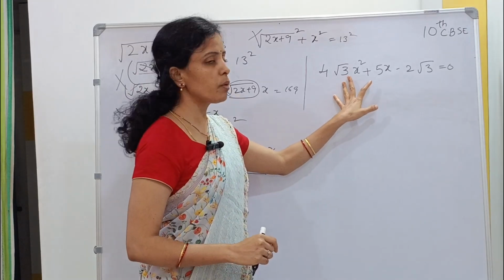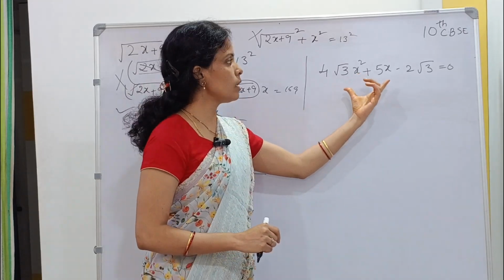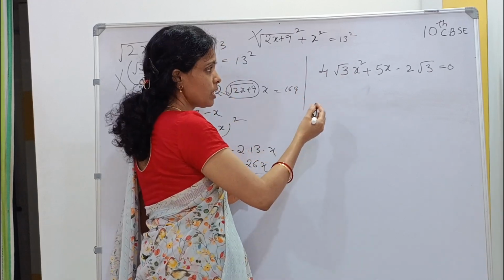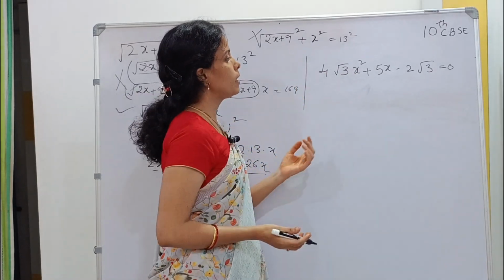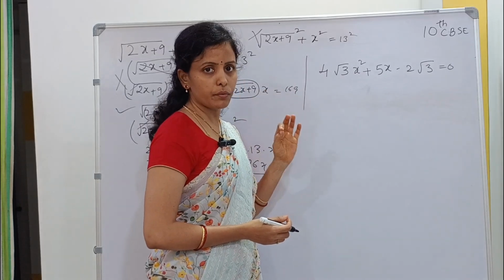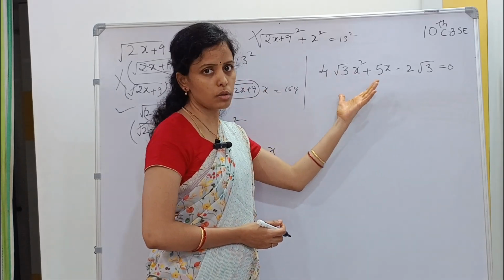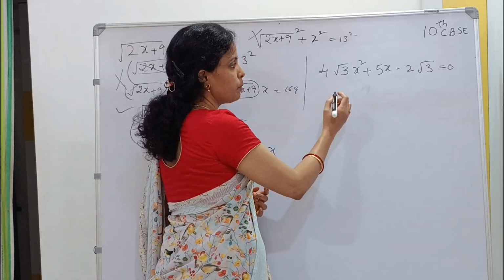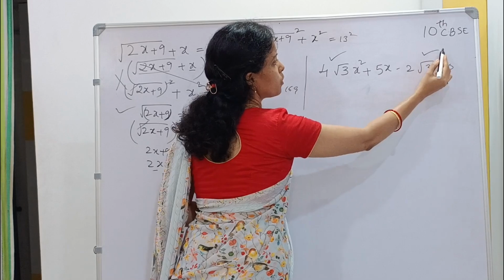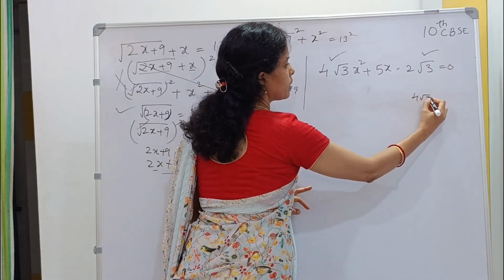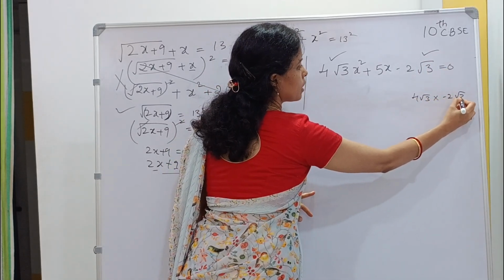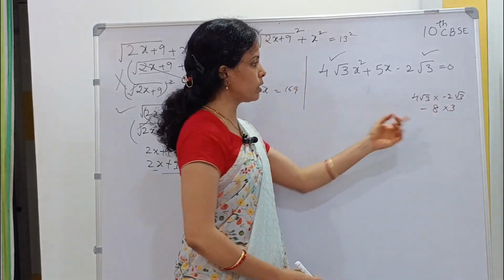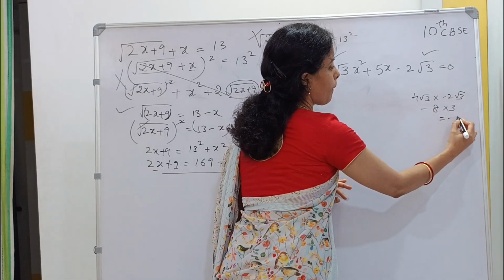Again, this example is in the form of roots. If we are asked to solve this equation using the split the middle term method, most of the children will get confused by seeing the roots, because we haven't come across roots that commonly. So without panicking in the exam, try to solve this. We have to multiply these two terms, 4 root 3 into minus 2 root 3, which is 4 twos are 8, into 3, because root 3 into root 3 is 3. So that is minus 24.